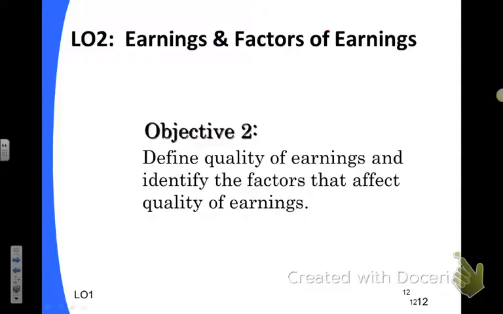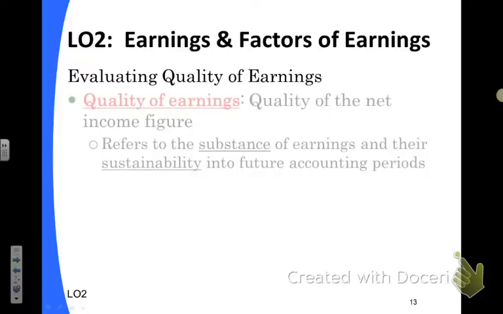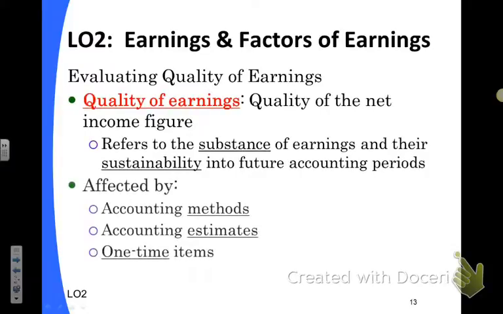In the spirit of time, I'm going to move to learning objective number 2, which is looking at the quality of earnings and identifying factors that affect the quality of earnings. So how do we evaluate the quality of earnings? Well, first of all, we want to look at and explore what the substance of the earnings is for a company and how sustainable they are in future accounting periods.